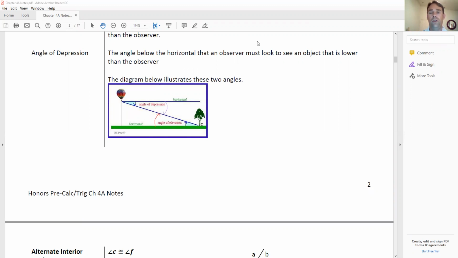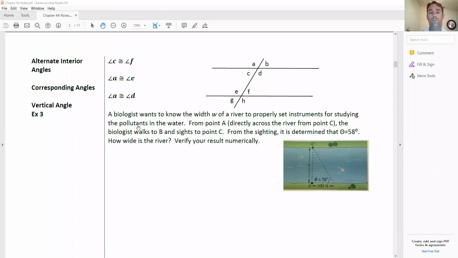Angle of depression starts with the upper one and it goes down. And if you notice here, these angles make the letter Z. Those are back in Integrated 2 or Geometry, depending on what you came from. We call those alternate interior angles. We'll use parallel lines relationships a lot, so we use alternate interior angles a lot. And that's not the only one we're going to use. We're going to use corresponding angles and vertical angles as well.